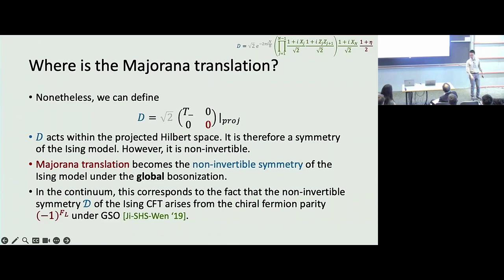Okay. Now, so the upshot is that the Majorana translation of the Majorana model becomes a non-invertible symmetry under the global GSO projection. And the reason that it becomes non-invertible is because of an anomaly between the Majorana translation and the fermion parity. And that anomaly is precisely the anomaly we face in type 2 superstring theory.